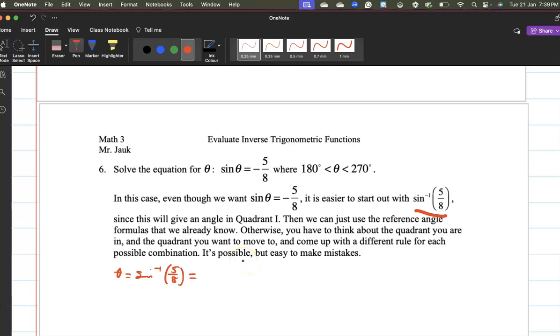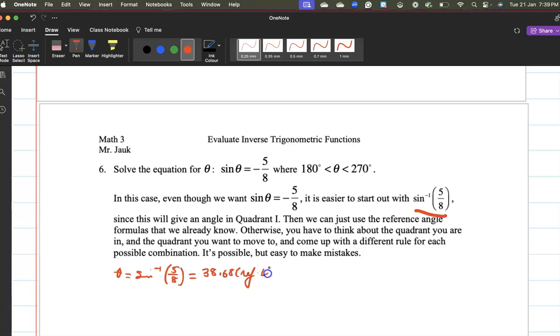Wait. Why 0.67? Oh, it's in radians. Get it in degrees because the domain is in degrees. Sorry, I didn't realize. Sine inverse of 5 by 8 is 38.7. That's your reference angle, 38.68. And then we need to find the angle. Now listen. Now this is your reference angle.